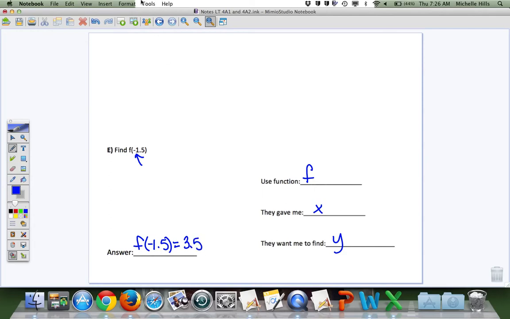So, which function are you using? Did they give you x and they're asking for y? Or did they give you y and they're asking for x?